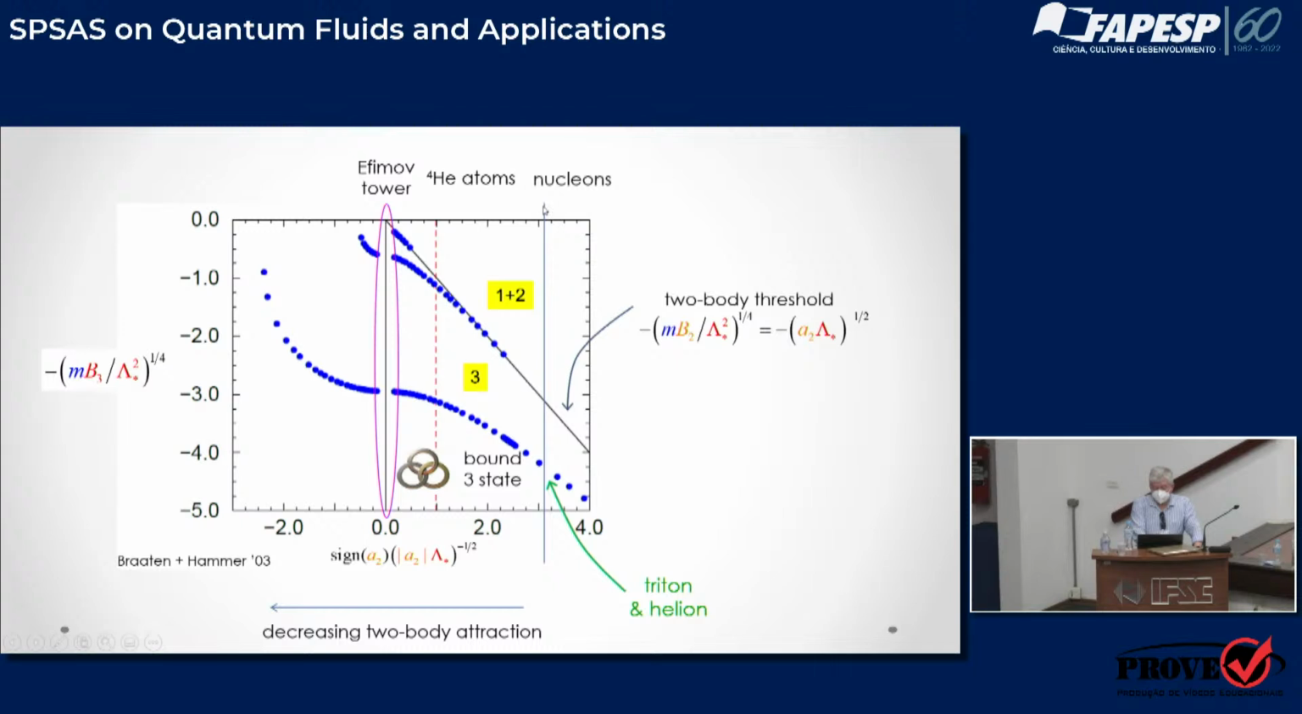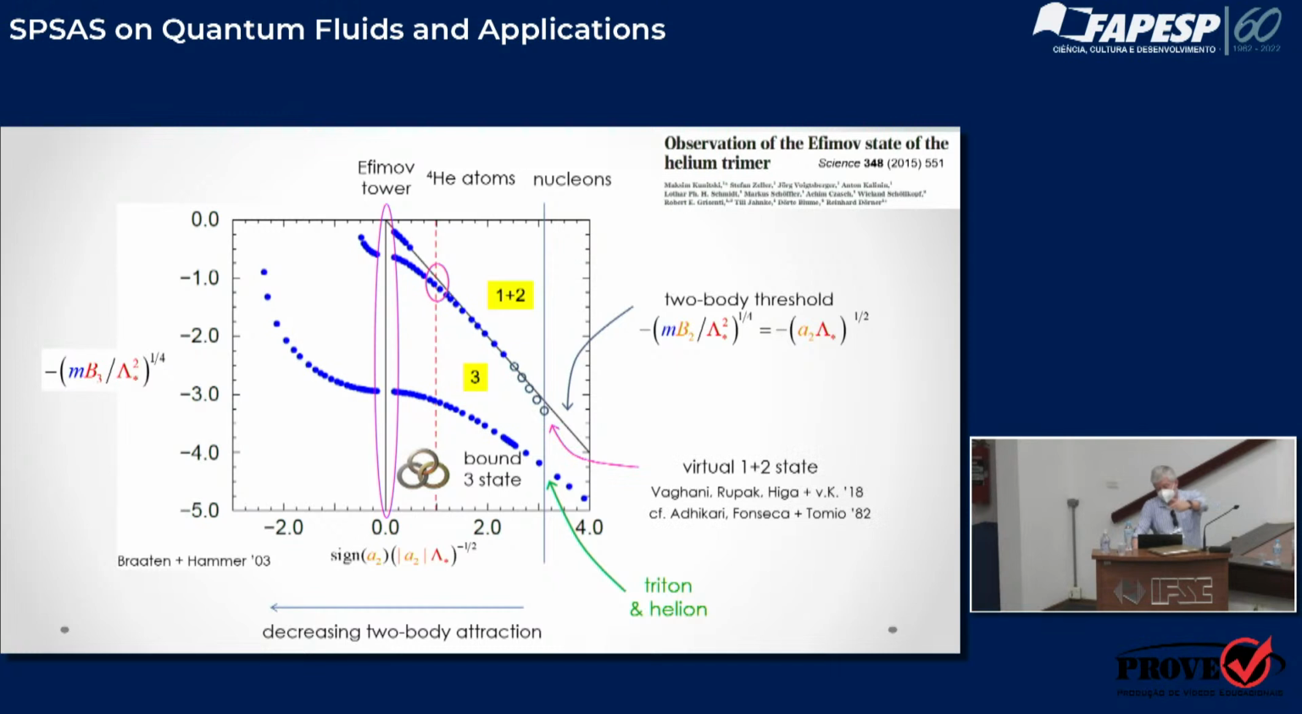Now, nucleons, which are four-component fermions, are more or less in this region here. Helium-4 atoms are somewhere around here. Helium-4 atoms are in a situation where the excited trimer has been observed. It made the news a few years back. The nuclear case is in a region where there is no excited bound state, but one can show that this state, if you increase a2, continues as a virtual state of the atom plus dimer scattering. And you can see the effect of this in nuclear systems.